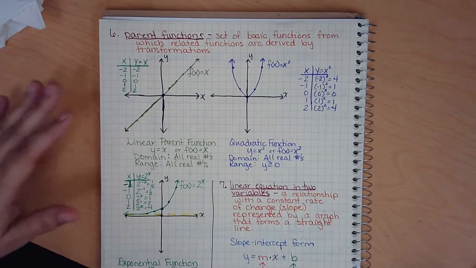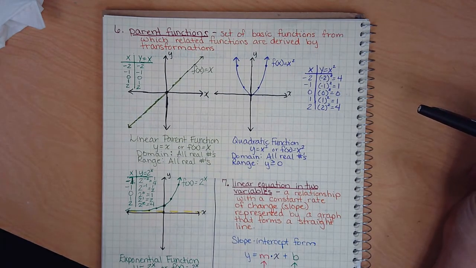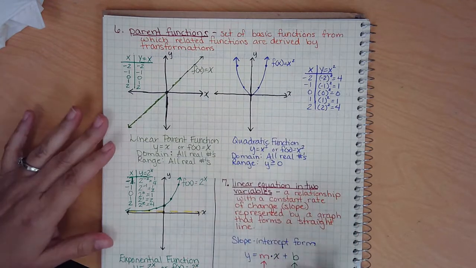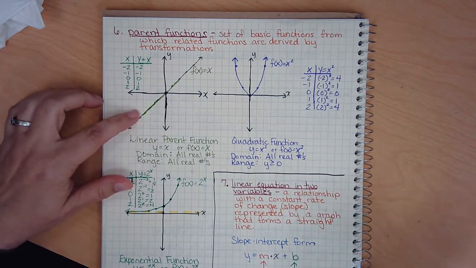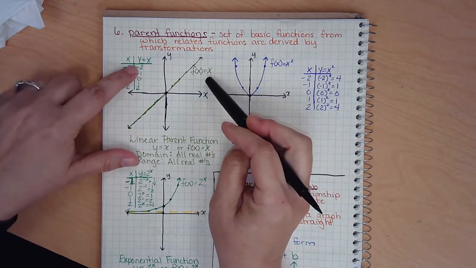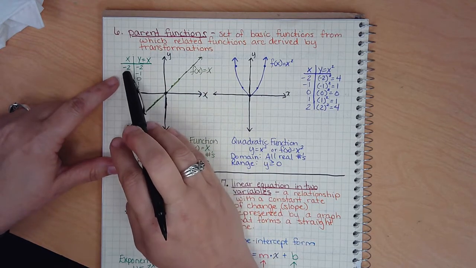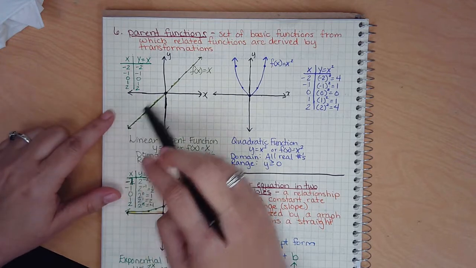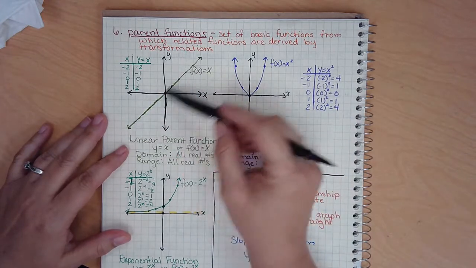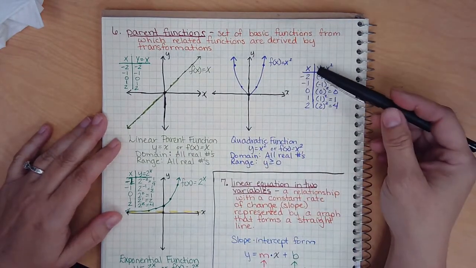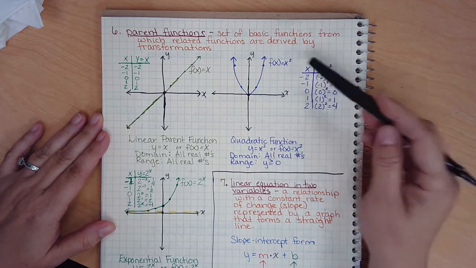Parent functions are a set of basic functions from which related functions are derived by transformations. So there are three that we are going to deal with this school year. The first one is a linear function. It is f of x equals x or y equals x. And we would see the table would be all of the x's and y's would be identical all the way down. And we would see a line that's going in the positive slope, so positive up, and constantly increasing.